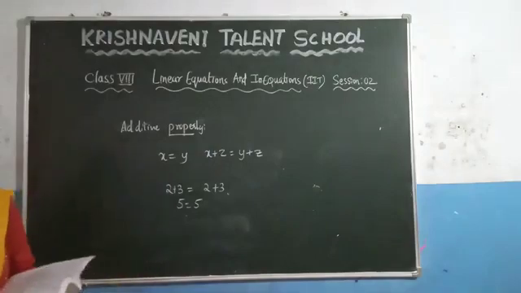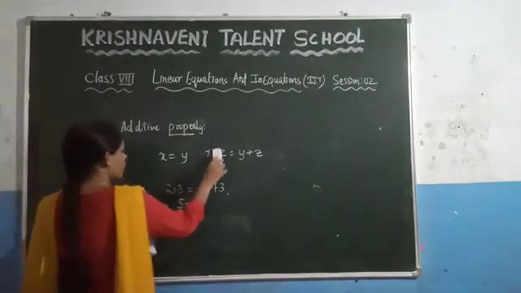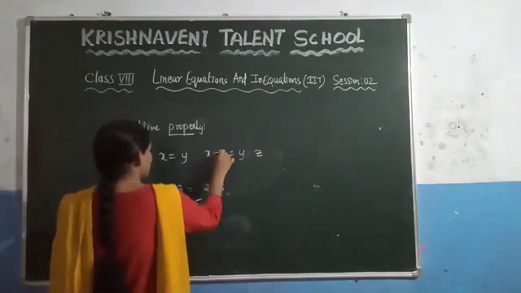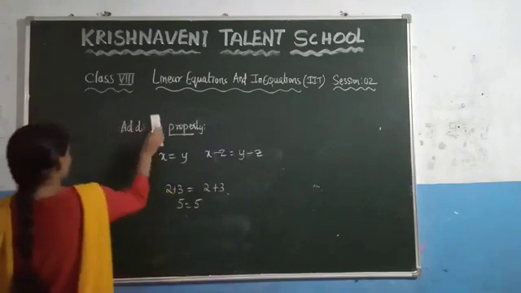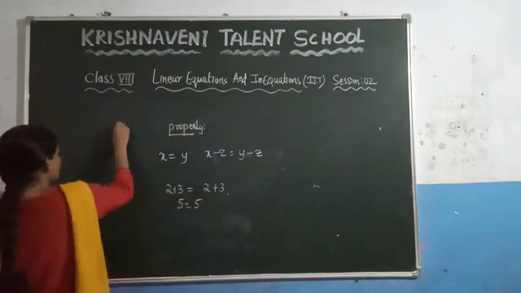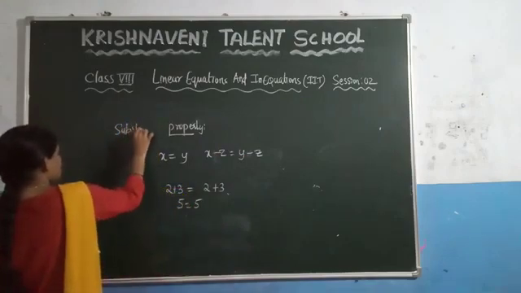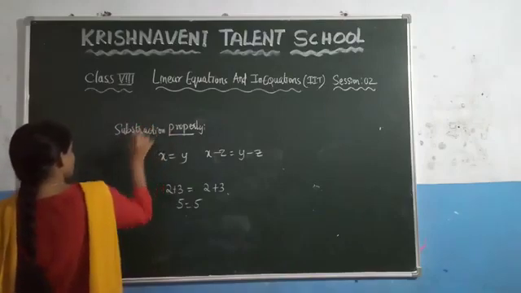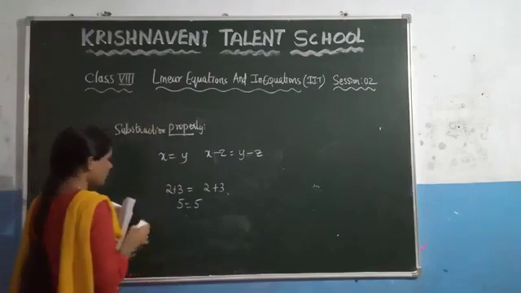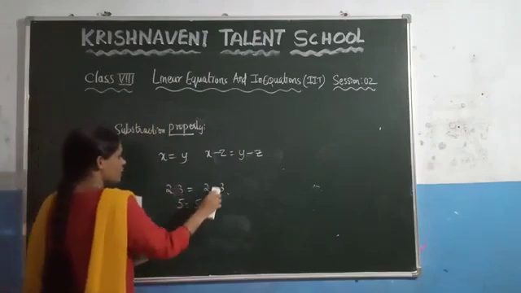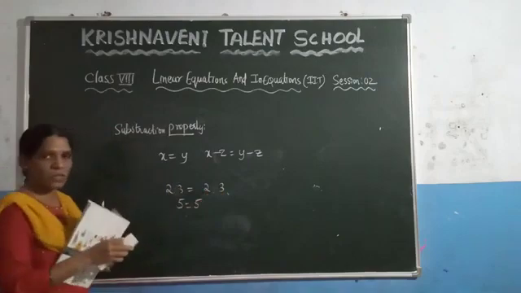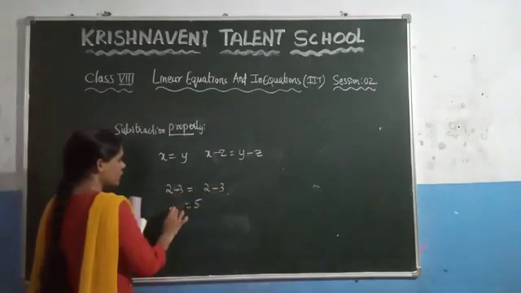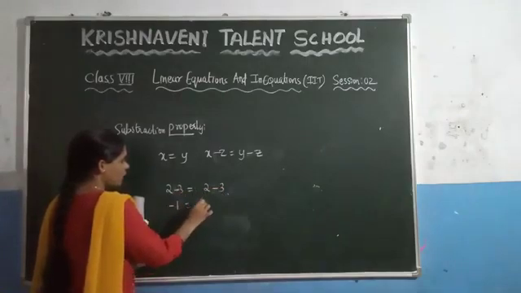Similarly, what the subtraction property says: if x is equal to y, and you subtract the same number, then the result is the same. This property is called the subtraction property. Consider the same number 2; you know that 2 is equal to 2. Which number are we subtracting here? The same number, which is 3. The result is minus 1 and minus 1.